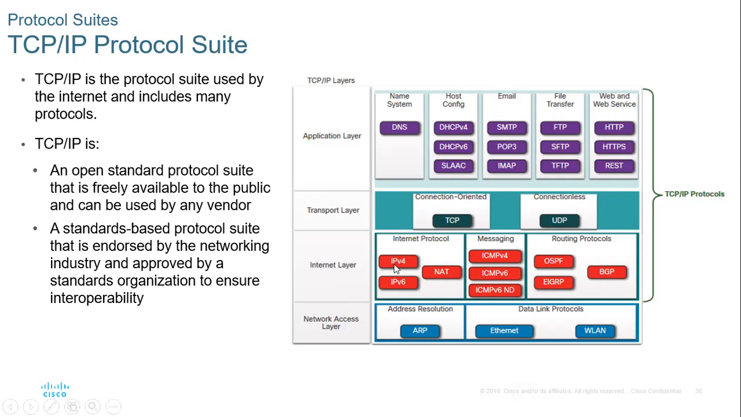The internet layer consists of IPv4, IPv6, NAT, messaging, ICMP version 4, ICMP version 6, ICMPv6 ND. Routing protocols consist of OSPF, EIGRP, BGP in the internet layer. The network access layer consists of address resolution protocols like ARP, and RARP is another protocol present here. Data link protocols include Ethernet and WLAN.